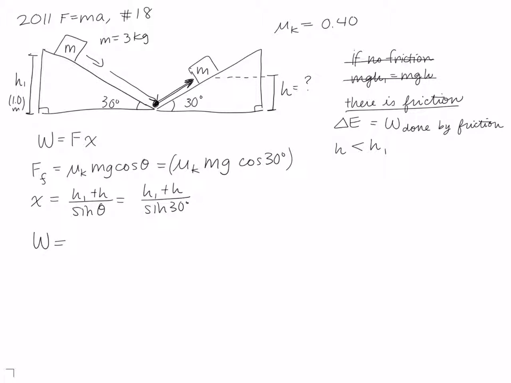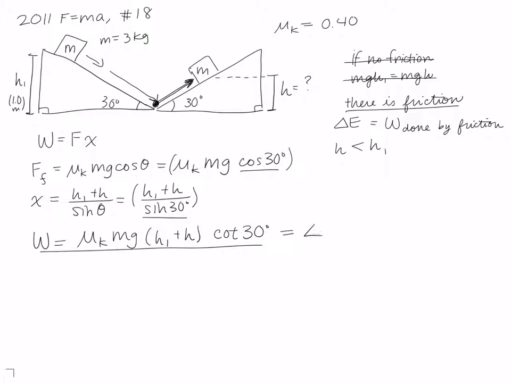So now we say the work is just equal to this times this. So we have mu k mg times (h1 plus h), and then we have cosine over sine, which gives us cotangent of 30 degrees. So this is the work done. And we said that the work done is equal to the change in energy. And the change in energy was just the difference between the potential energy at this height and the potential energy at this height. So we said this was mg (h1 minus h).